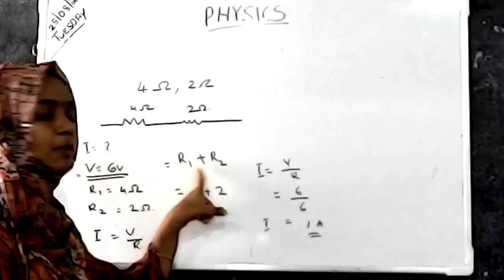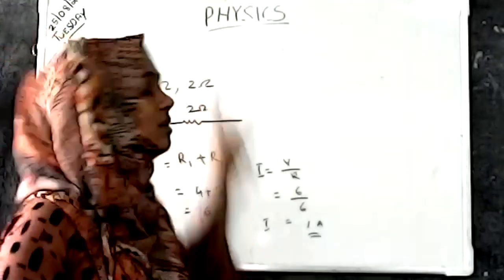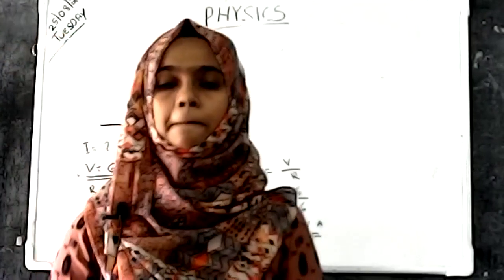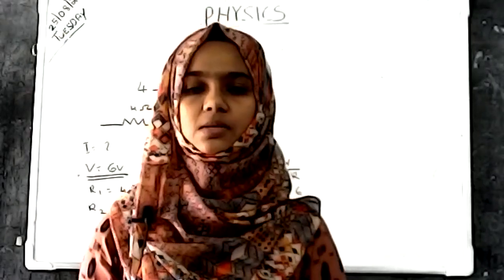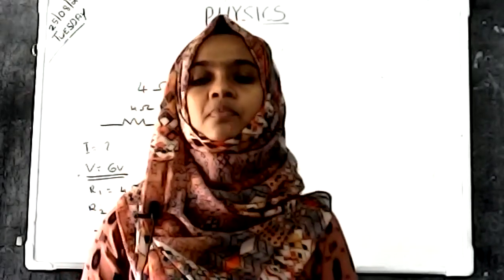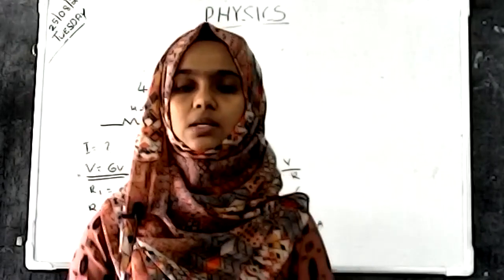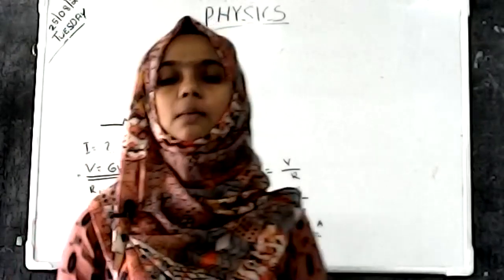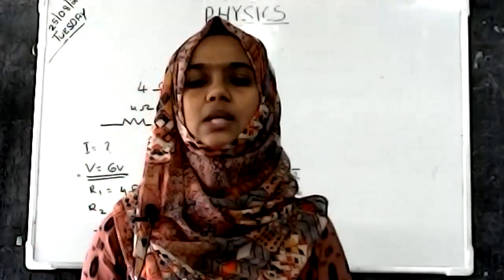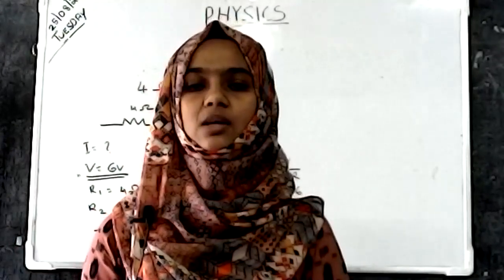So here we use the equation R1 plus R2 for finding the total resistance, because the connection is in series. I think all of you understand the series and parallel connections of resistors, and the main difference between the series and parallel arrangement of circuits. And I think all of you understand the problem and which equation is selected, based on the series connection or parallel connection of the circuit.